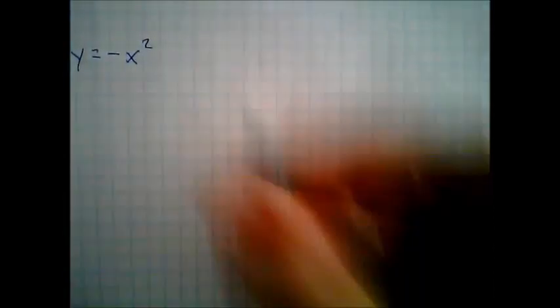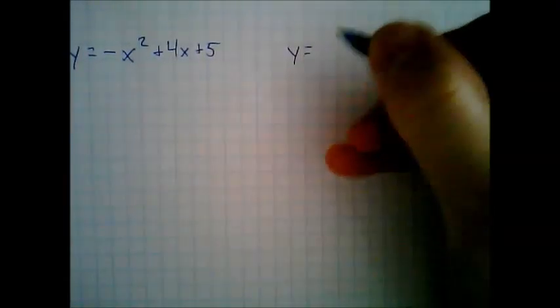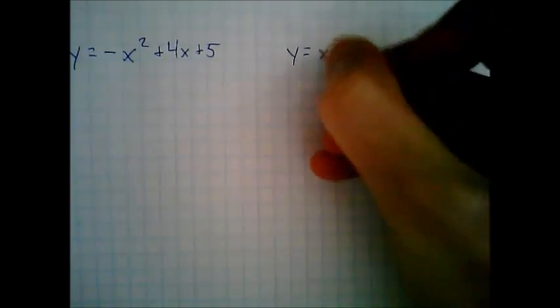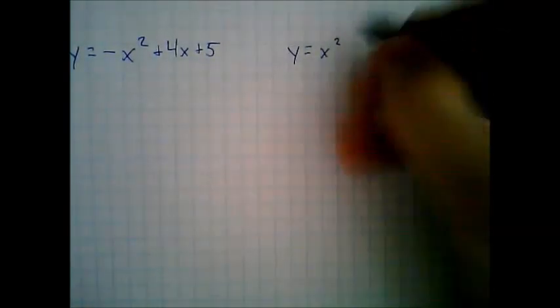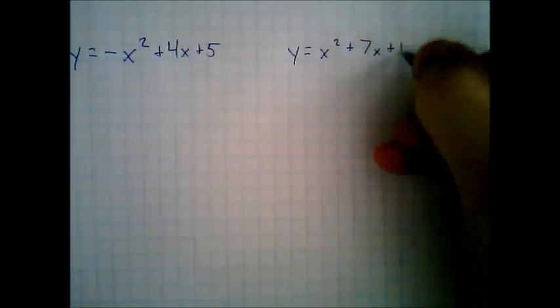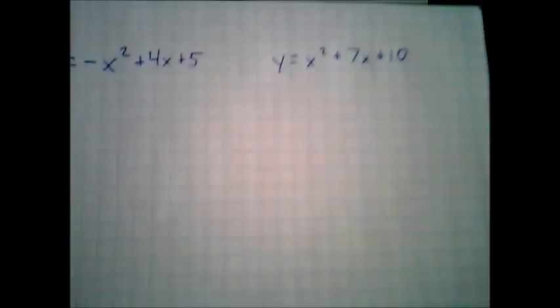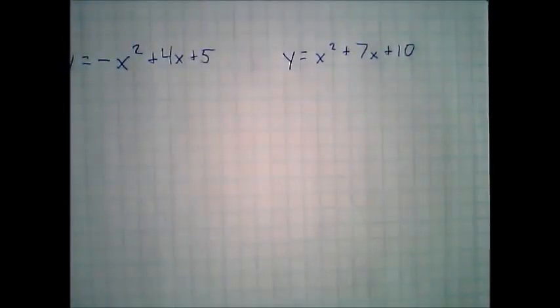So y equals the opposite of x squared plus 4x plus 5. And y equals x squared plus 7x plus 10. So press pause, try these 2, then press play when you're ready to check your work.